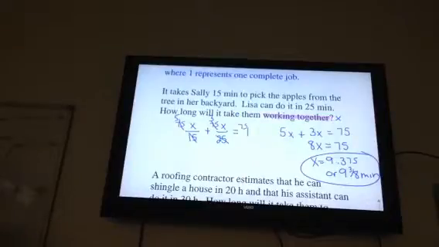A question? Yes, sir. Why is the time together the x? Because the last question says, how long will it take them working together? So that's what you're looking for. That's the thing they're wanting you to find.